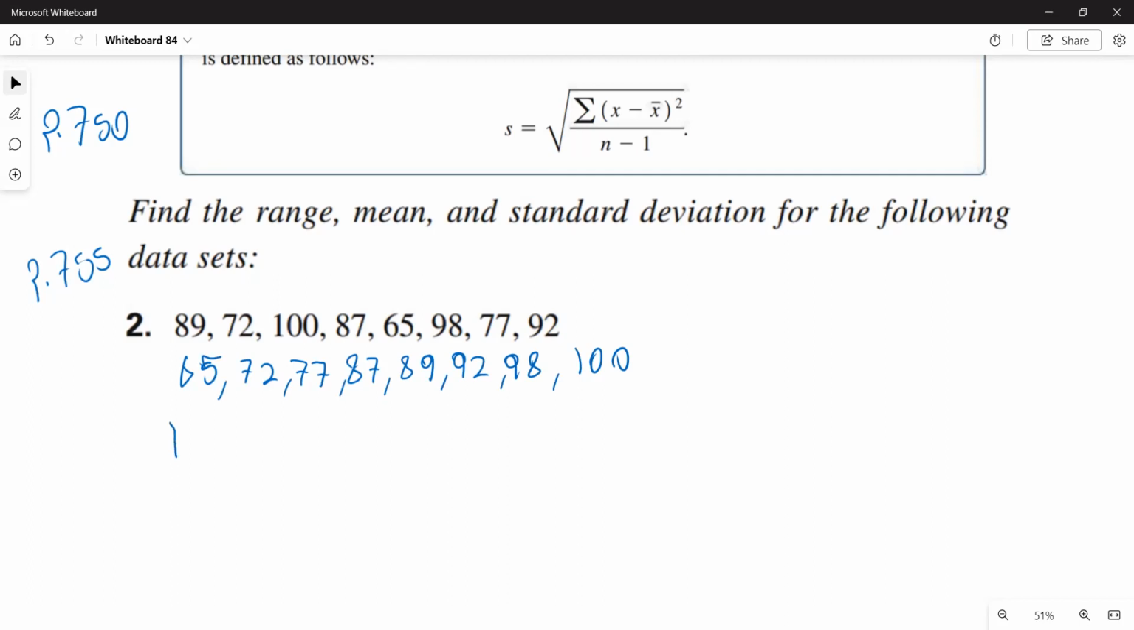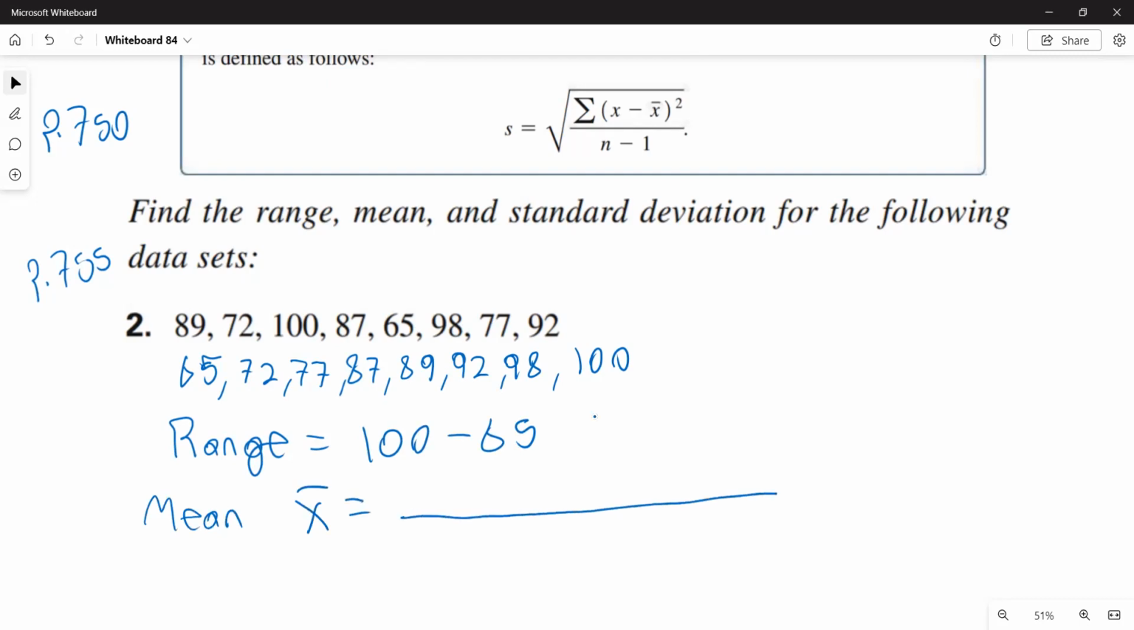Okay, the range, that's easy. The range is 35. The mean is the sum of scores or the sum of data values over 8. In this case, we have 8 data values, so that's going to be the sum of these values divided by 8.